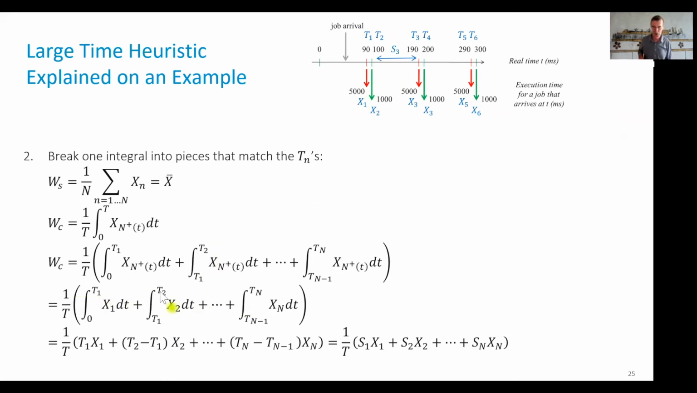Now you can see easily that's not a difficult integration exercise. That gives x2 times t2 minus t1, that's this term here. If I sum all those terms, I find this formula. It's this 1 over t. Now I call S_i the interval here, between two consecutive arrows, the sum of the S_i X_i here.